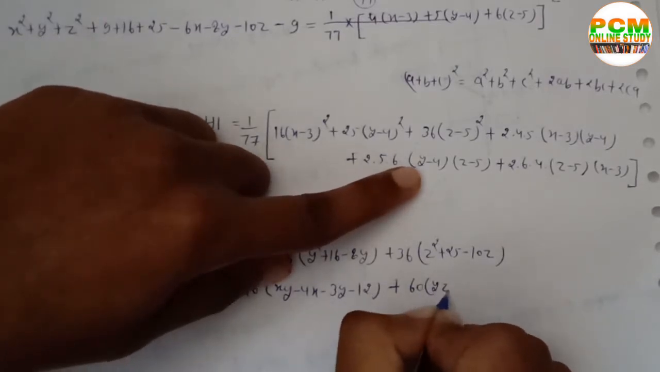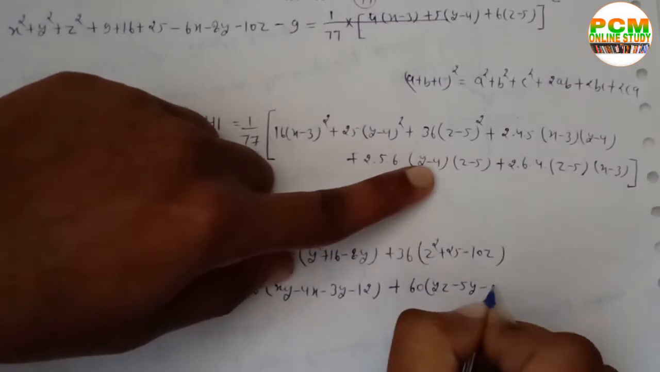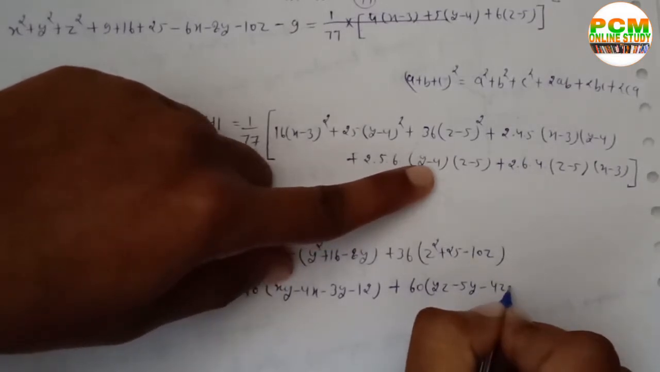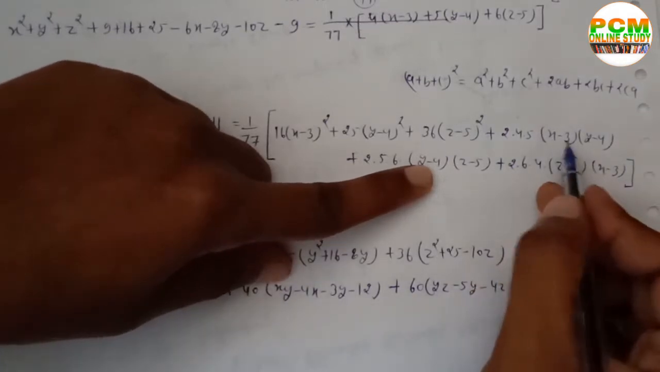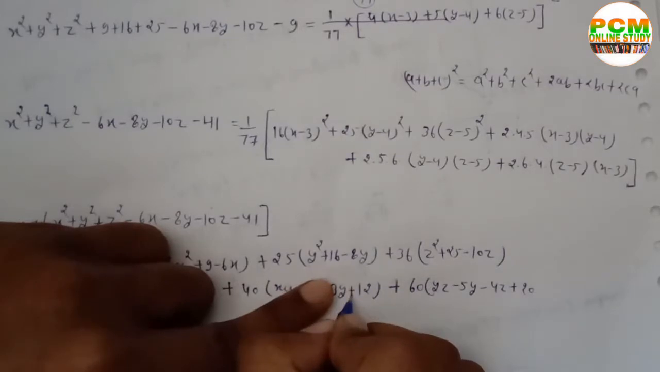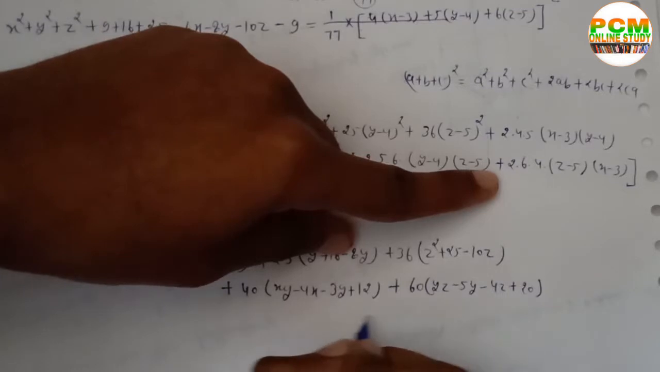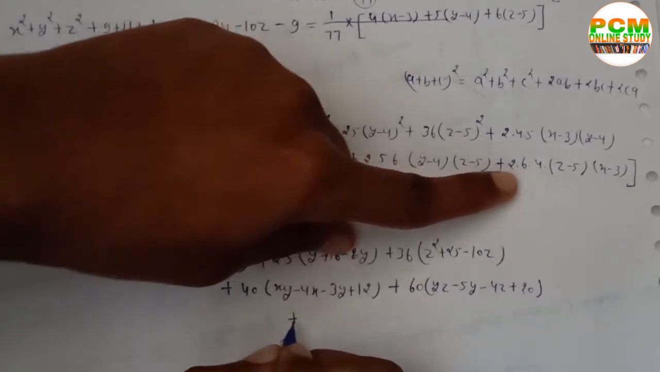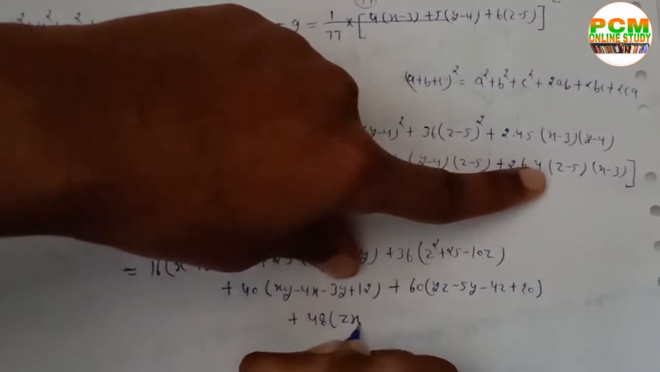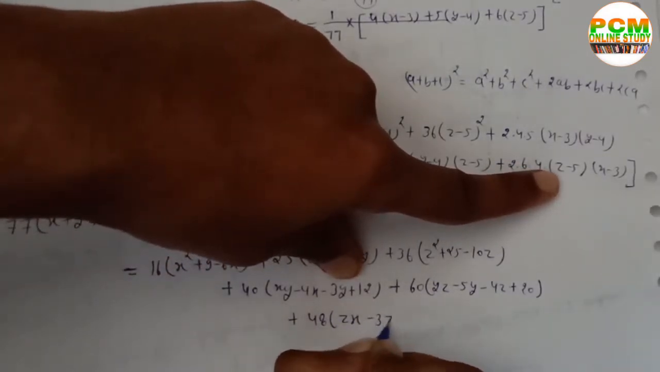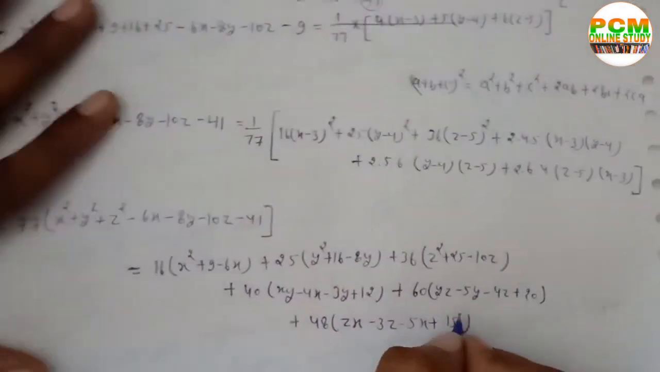And 16 yz minus 5y minus 4z plus 20. Okay, 4 3 12, here plus 12. Okay, and 2 6 12, 12 4 48. So 48 zx minus 3z minus 5z, 5x plus 15.